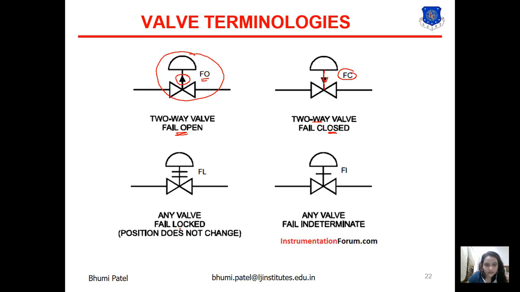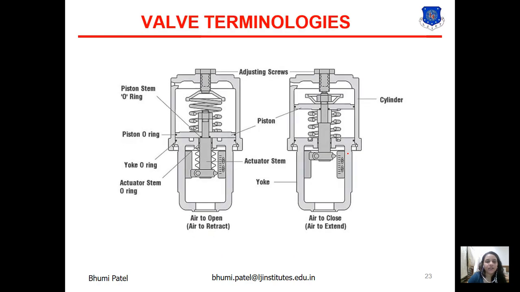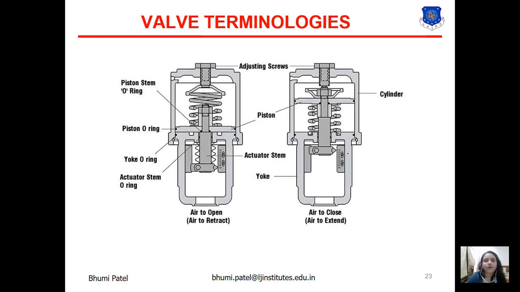Now fail lock position. Any valve can have a fail lock position. This is the symbol for fail lock and this is the tag name of fail lock, FL. So the position does not change. Whatever the previous position, it stays as it is. Now fail indeterminate. Whenever we do not define the position of the valve, this type of symbol is used, FI, fail indeterminate.